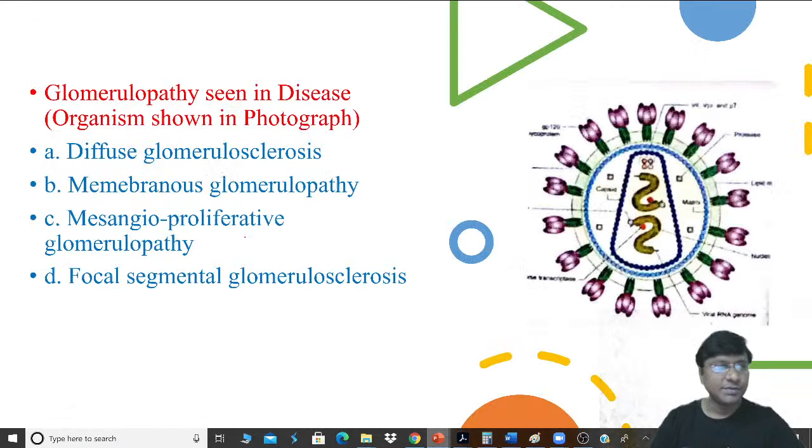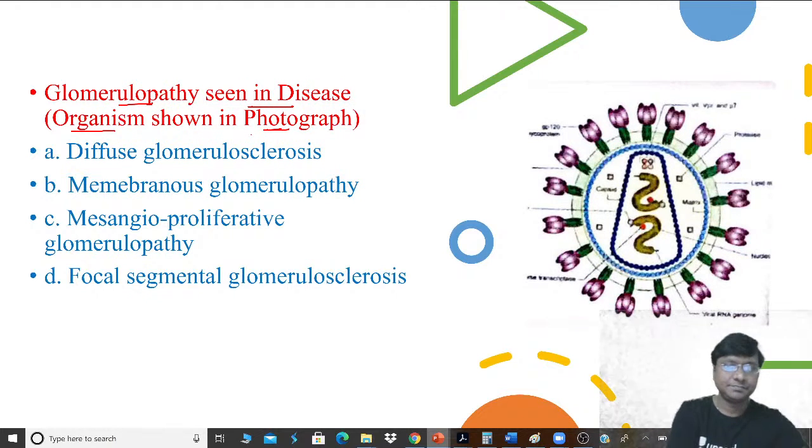Now we will move on to the next question. Glomerulopathy seen in the disease whose organism is shown in the photograph: diffuse glomerulosclerosis, membranous glomerulopathy, mesangial-proliferative glomerulopathy, or focal segmental glomerulosclerosis. So first of all, can anyone tell me what the organism is?